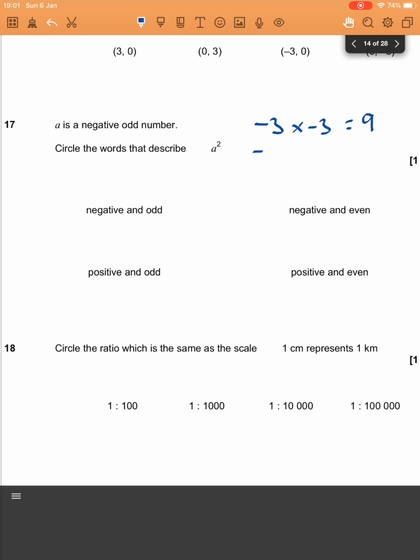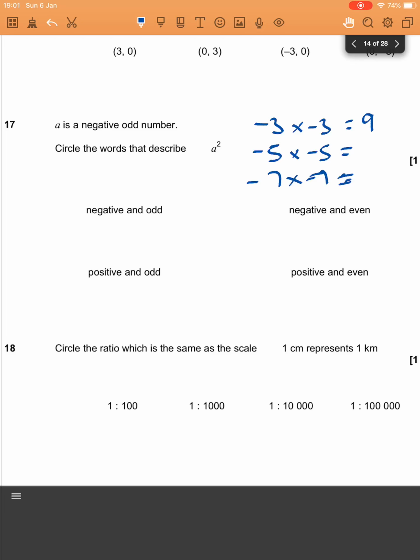Maybe try out another one. Maybe do negative 5 times negative 5. So we've done negative 5 squared. Maybe do negative 7 times negative 7. See what they give you, and then have a look at your 4 possibilities there and see which one matches.